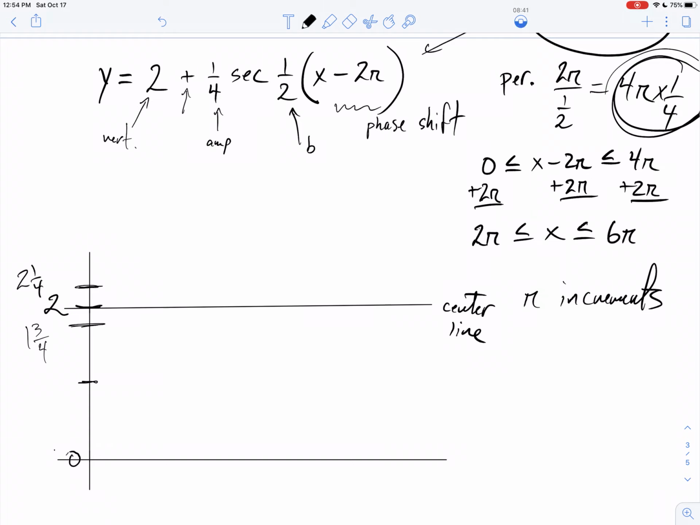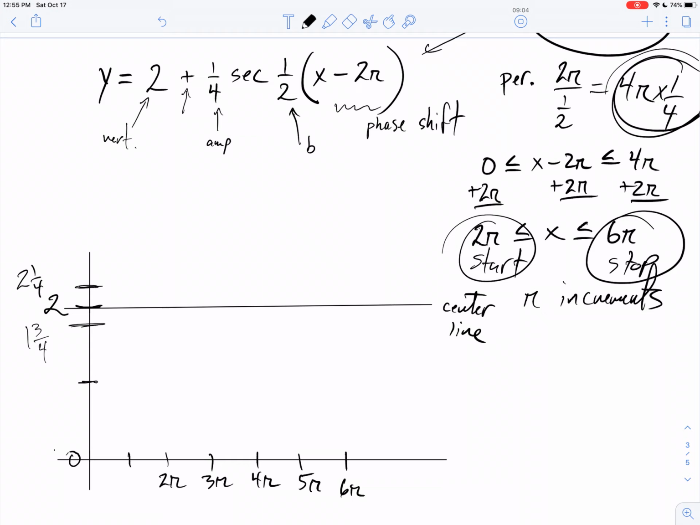So I'm just trying to make this work. And I'm not going to start here. I'm not going to start, oh, I am going to start there. That's 2 pi. But I'm counting by pi's. So that's 1, 2, that's my start. Then I go 3, then I go 4, then I go 5, and then I'm going to stop at 6 pi. Remember, there's my start. There's my stop. And I counted by pi each time.